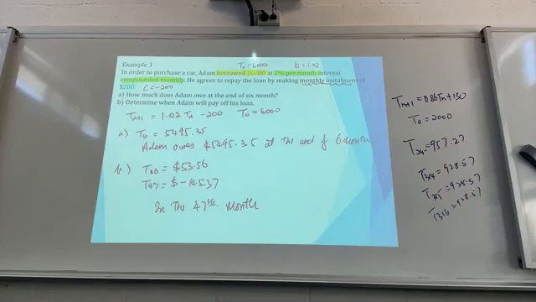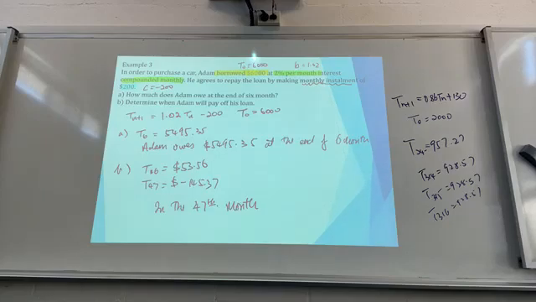And once you've got your recurrence relation, put it into the class pad. You will find what T6 is at the end of 6 months. This is how much Adam actually owes the bank.